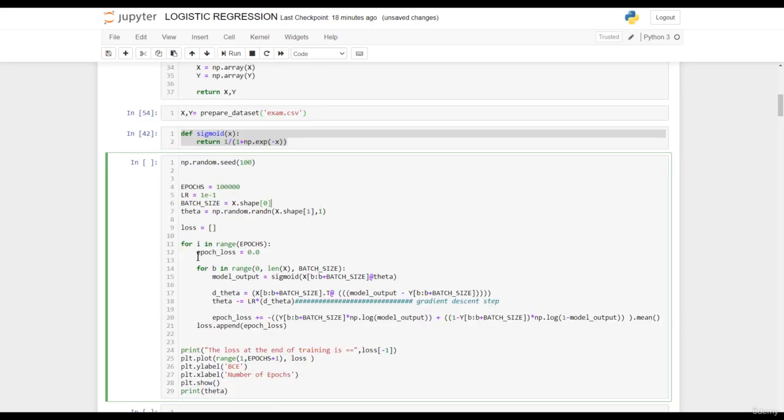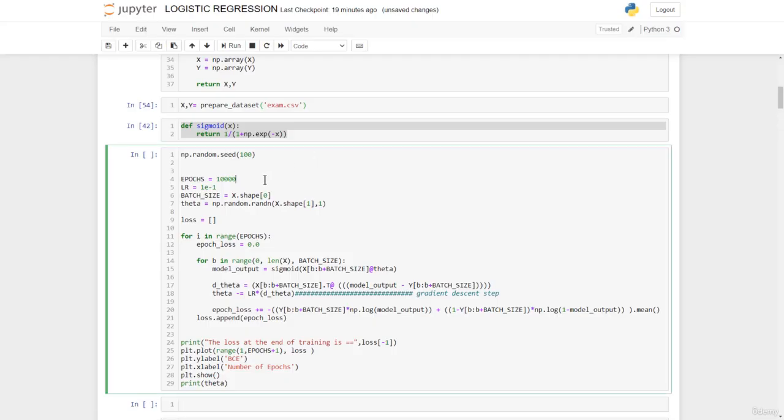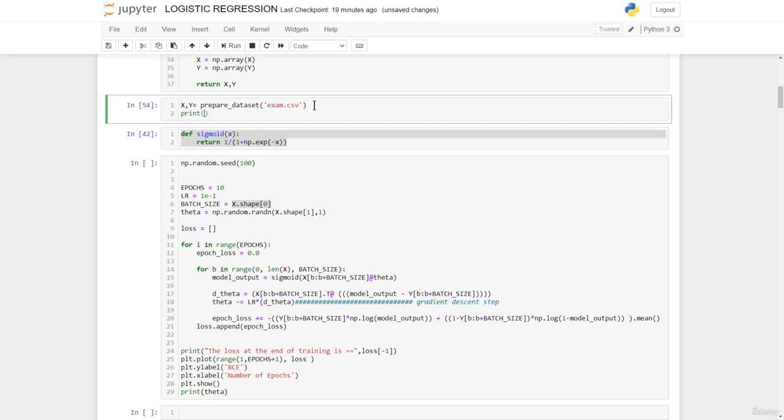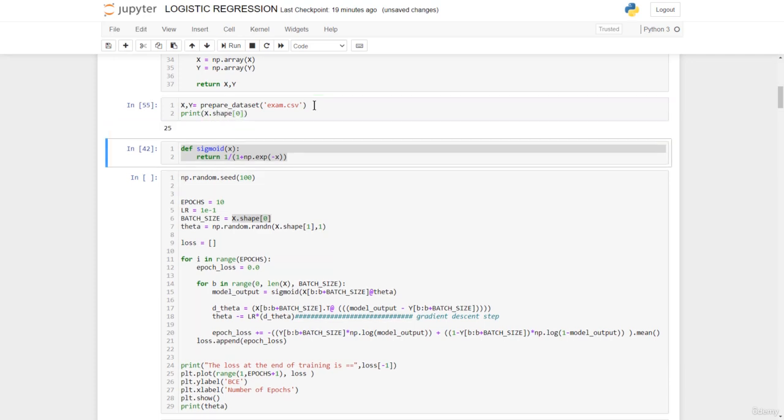Now the gradient descent algorithm here is very similar to what we did for the linear regression problem. We have this random seed, the number of epochs set to, say, 10 for now. So we have 10 epochs. The learning rate is 0.1. The batch size in this case is 25, since this is going to give us 25 from this obviously. So we could print this out here. We have x.shape 0, and there we go.